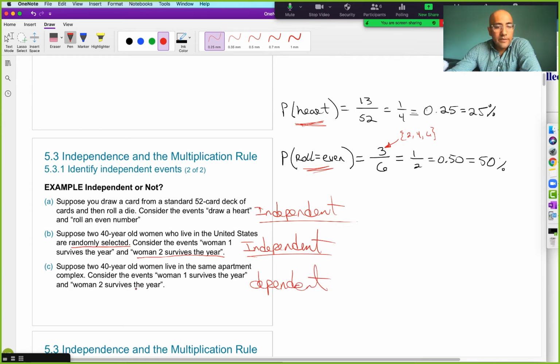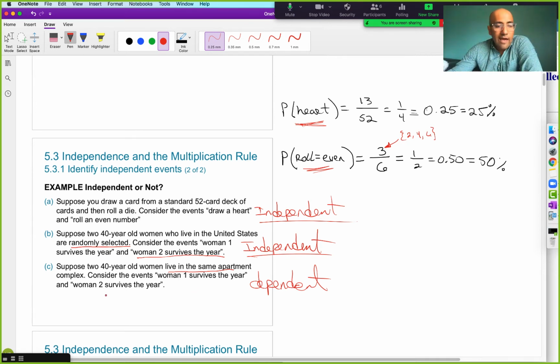Why are they dependent? Because now they have something in common. They live in the same apartment complex. So they're no longer complete strangers to each other. There is a connection going on there. So if one woman dies, it might affect the chances that the other person dies. Right? Think about why that is.